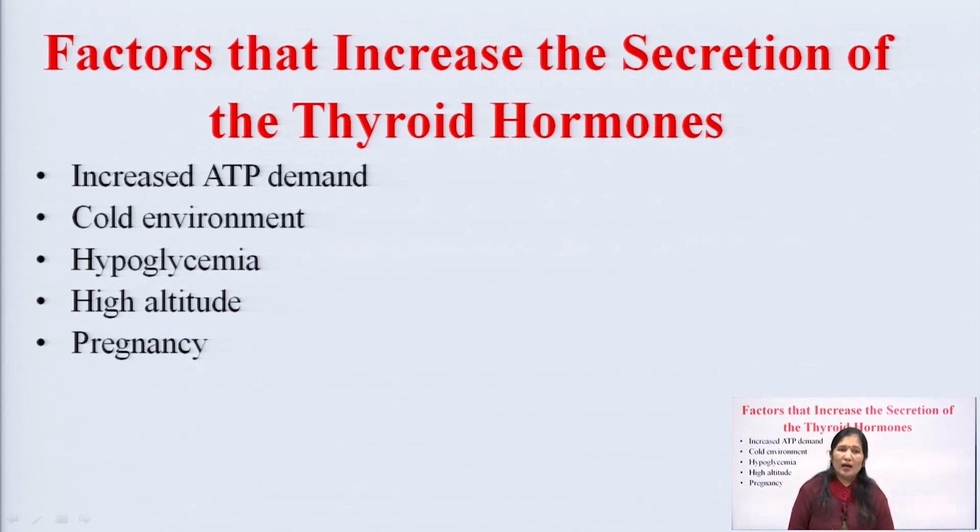These are a few factors that increase the secretion of thyroid hormone: increased ATP demand, cold environment, hypoglycemia, high altitude, and pregnancy. So, what occurs in the deficiency of the thyroid, in hypothyroidism, and in hyperthyroidism, that we will discuss in our next lecture.